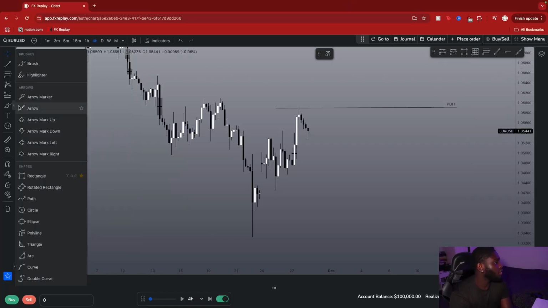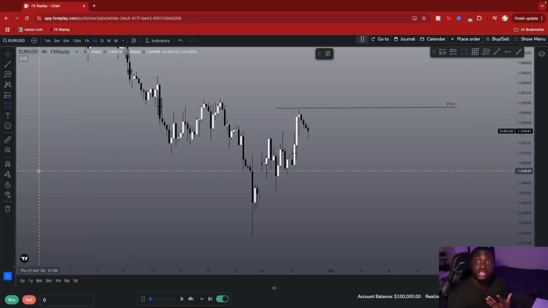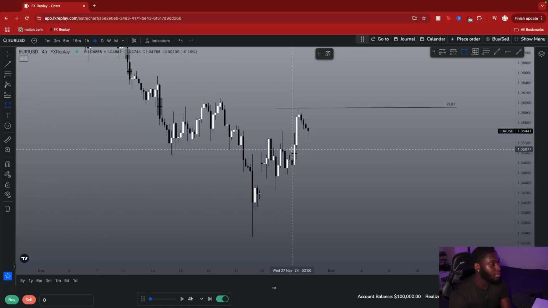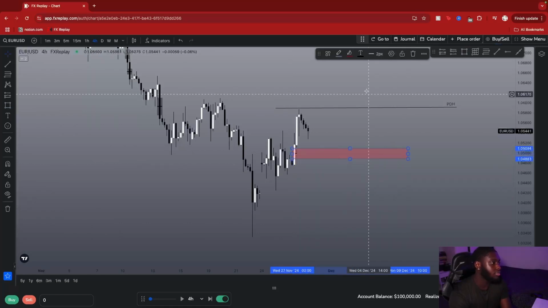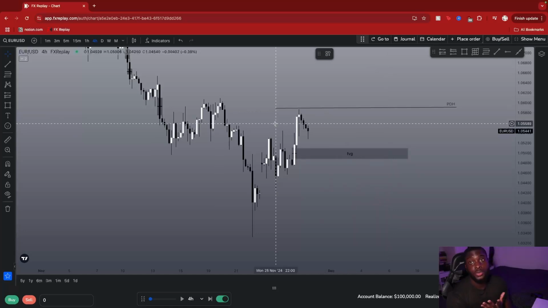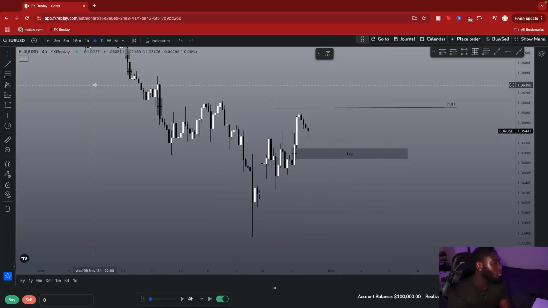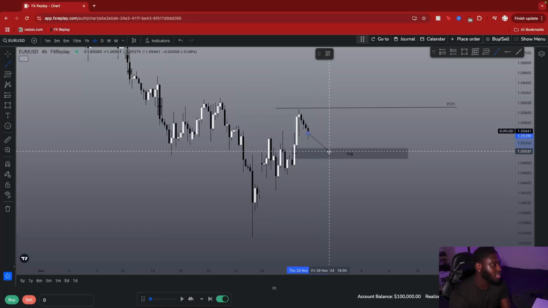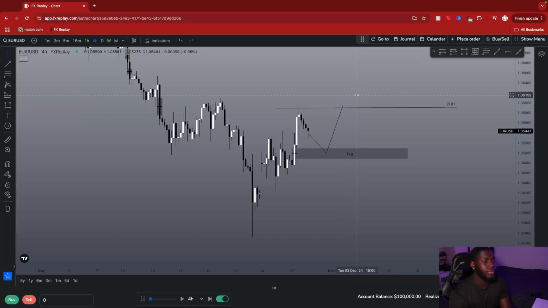The first thing my eye was drawn to for a buy, because our daily bias is bullish, was this fair value gap down here. So I'm just going to mark that up and call it fair value gap. Spoiler alert, this isn't what played out, but what I was hoping for was price to push into this fair value gap, give us a nice clean textbook entry somewhere in here, and we take it long to the previous day's high.